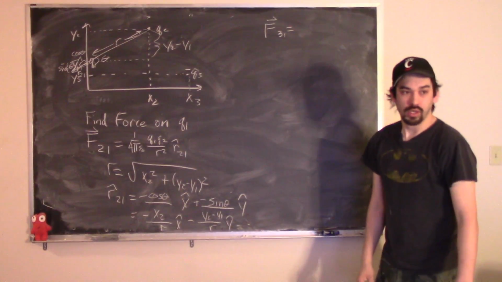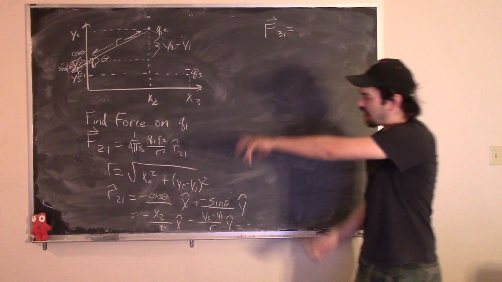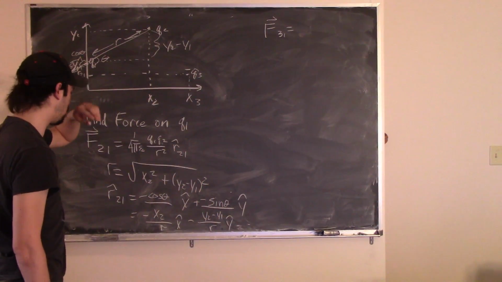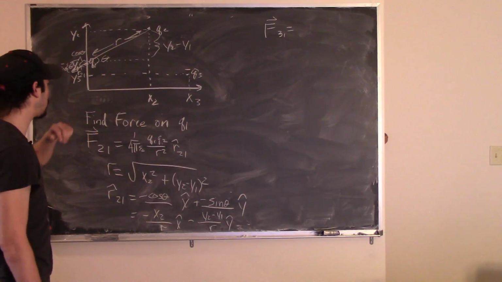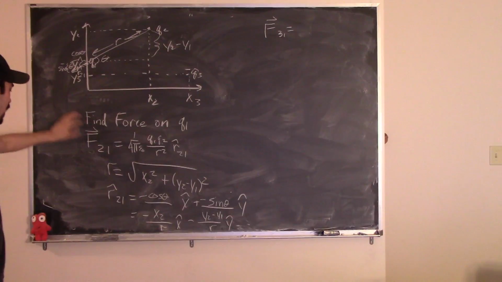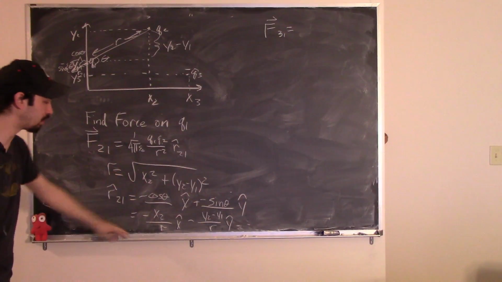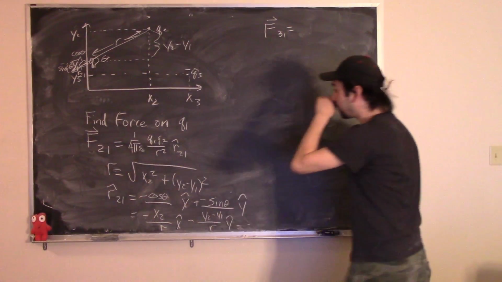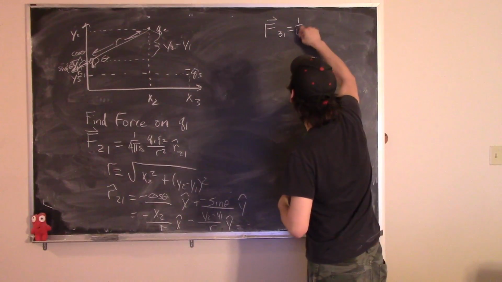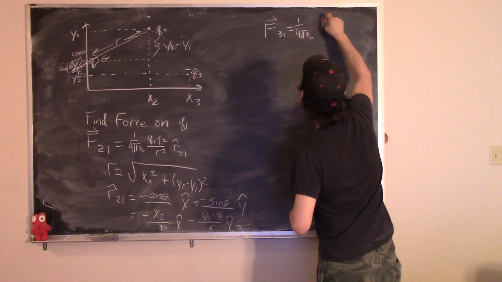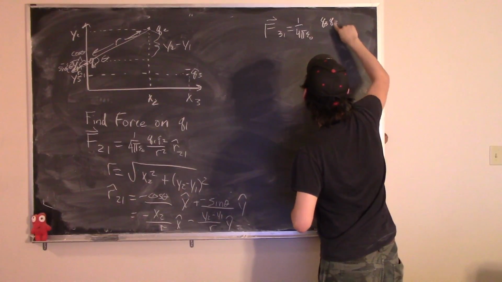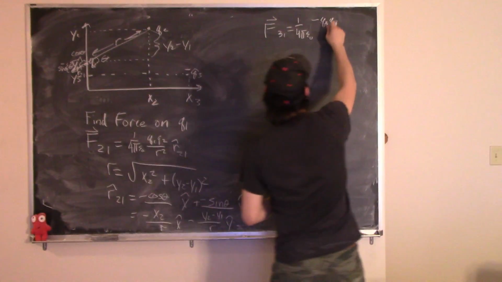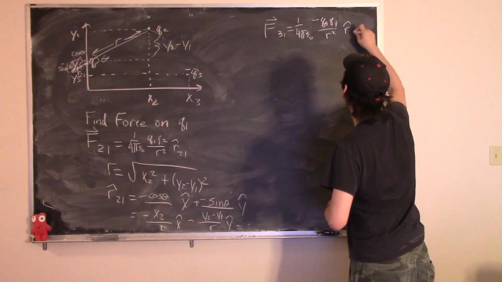Okay. So now we have all the pieces that we need for this. We really only need to determine what r was and what r hat 21 was, and then we could plug everything in here. I'm not going to go through that process. I think you guys understand what we need to do there. But I will go ahead and calculate what F31 is. So for F31, this is going to be 1 over 4 pi epsilon naught Q3 Q1, where Q3 is actually negative, right, because it's minus Q3, divided by r squared times r hat 31.